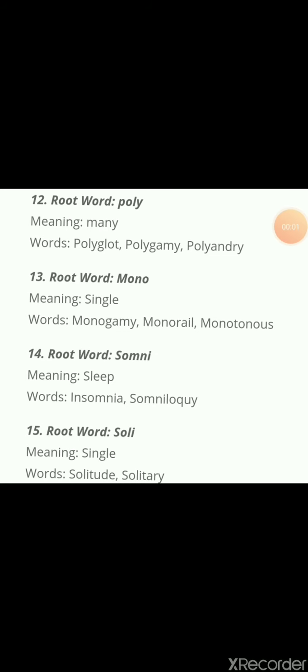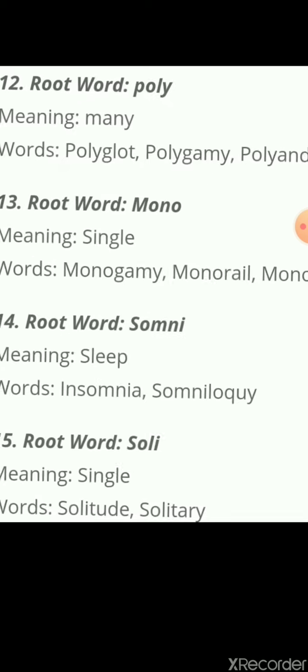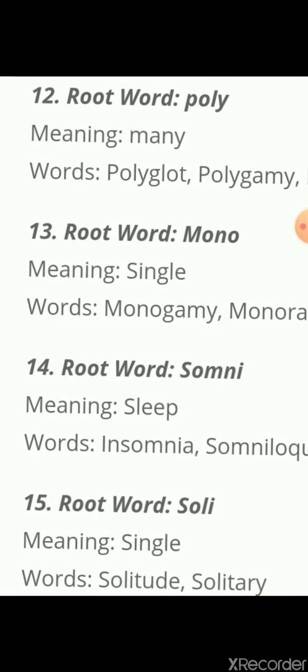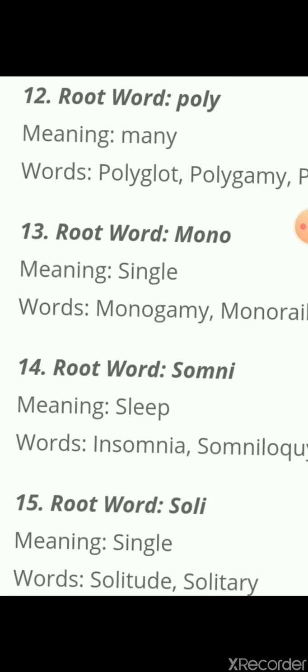Sixth root, poly. Poly means many. Polyglot, polygamy, polyandry. Yesterday we have done. Mono is the next. Mono means single. Monogamy, monorail, monotonous. Root word somni. It's all related to sleep: insomnia, somniloquy. Root word soli. Soli means single. Solitude, solitary, solitaire. The diamond which is very popular, the solitaire.